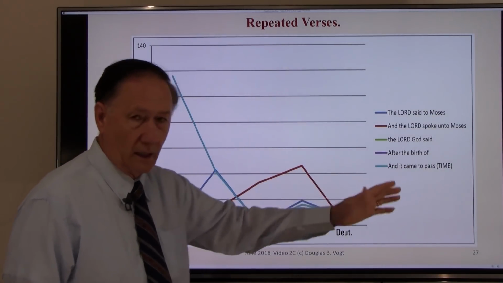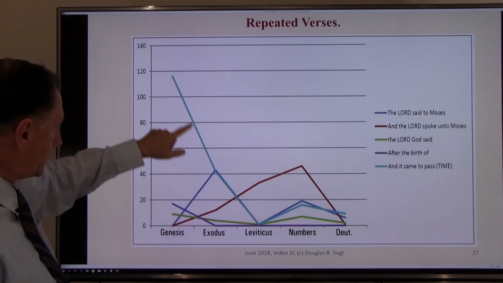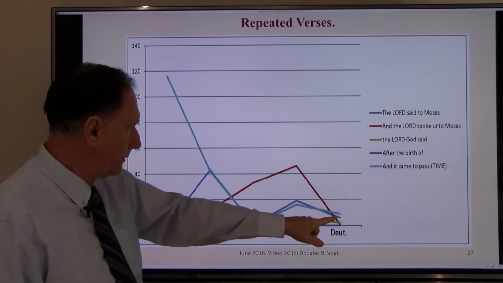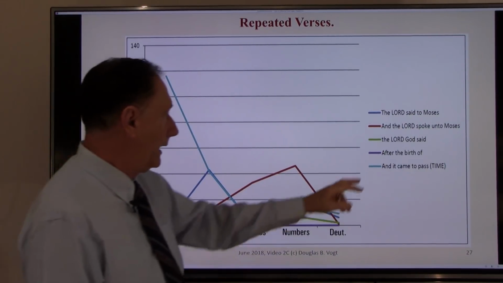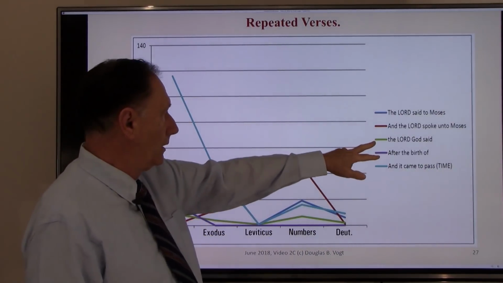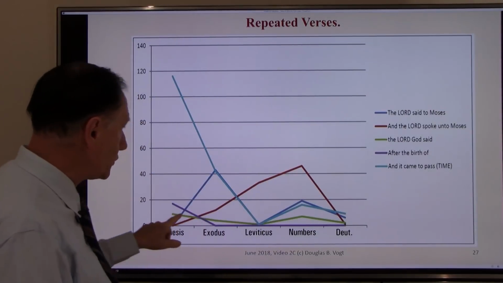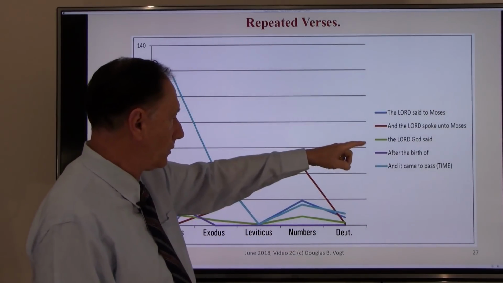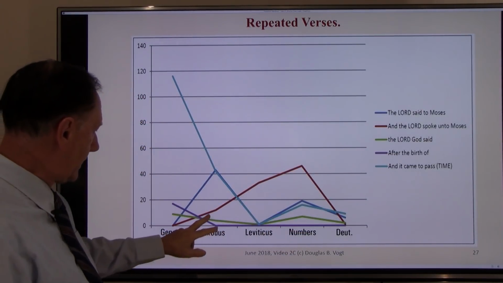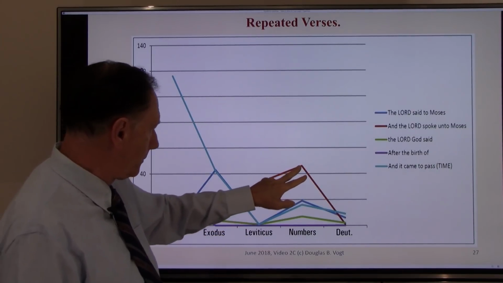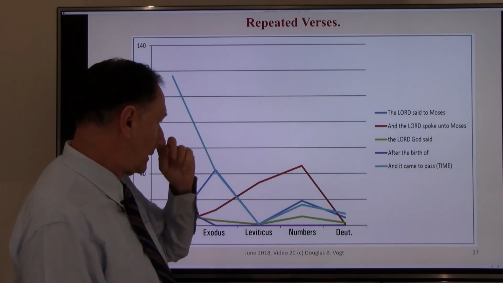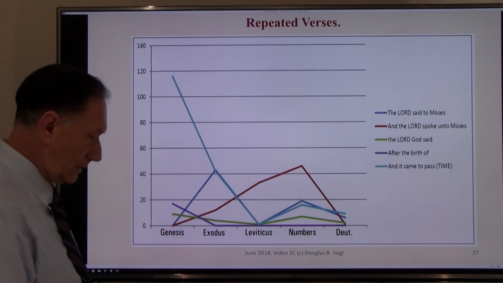"And it came to pass," the time thing. A lot in Genesis, Exodus, and then peters out, nothing in Leviticus, some in Numbers, and then a little bit in Deuteronomy. "After the birth of" is the purple line, only shows up in Genesis and then drops out. "Lord God said," the green one, not too much, and I did pull them out of the other one so there were no duplicates. And "the Lord spoke to Moses," the red one, nothing in Genesis. Exodus, obviously, Leviticus, Numbers a lot, and then drops off to nothing here.